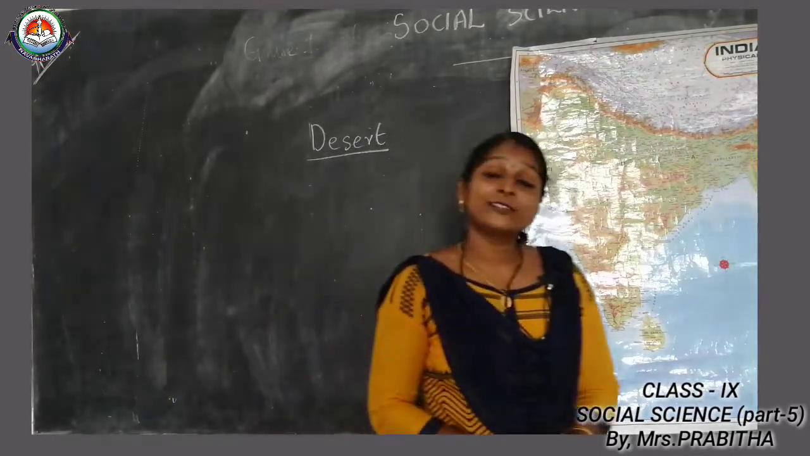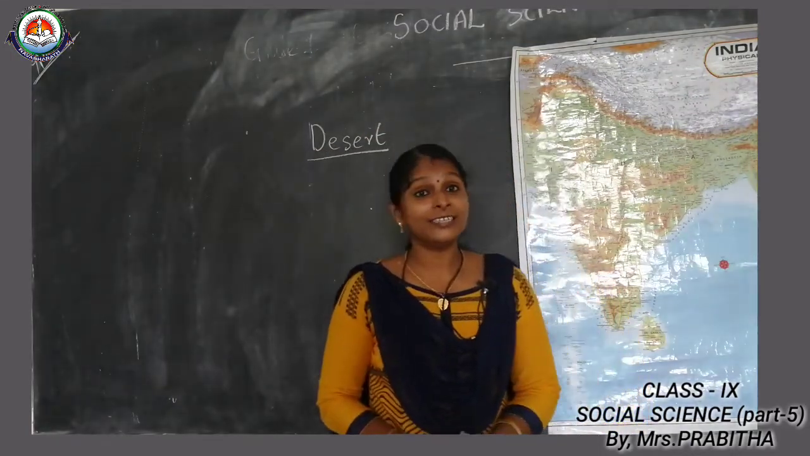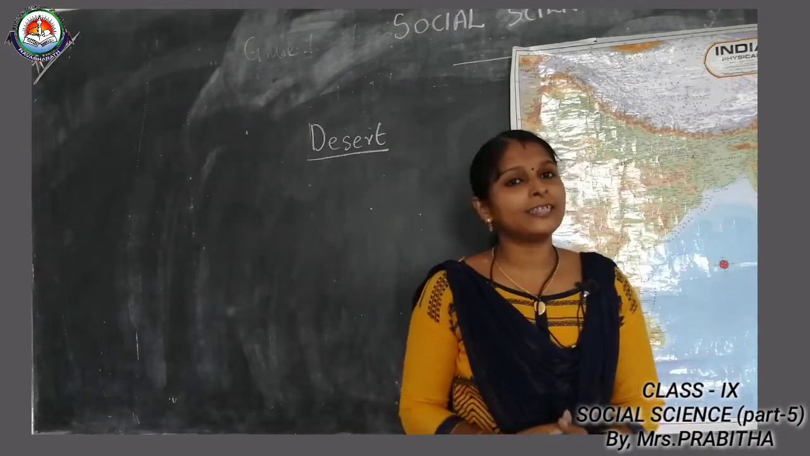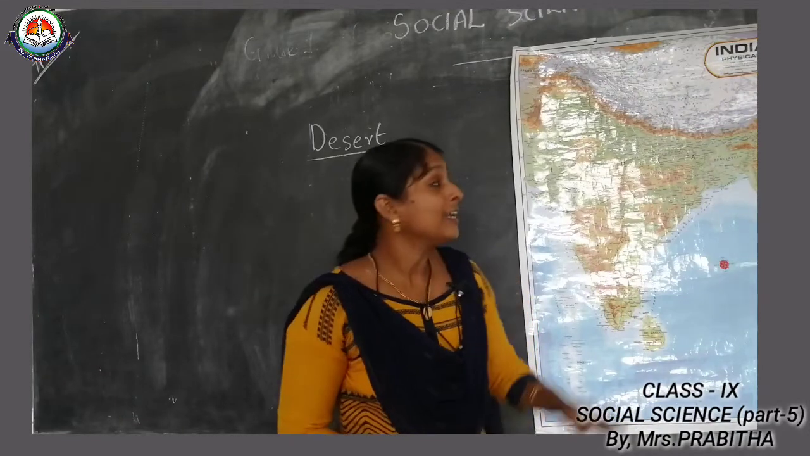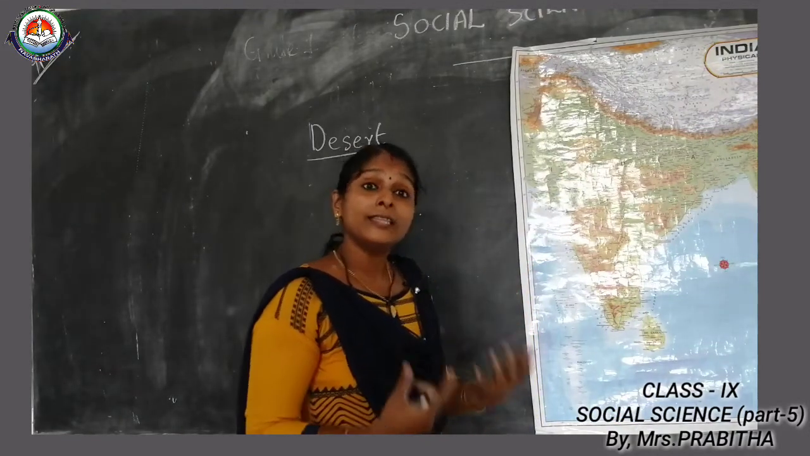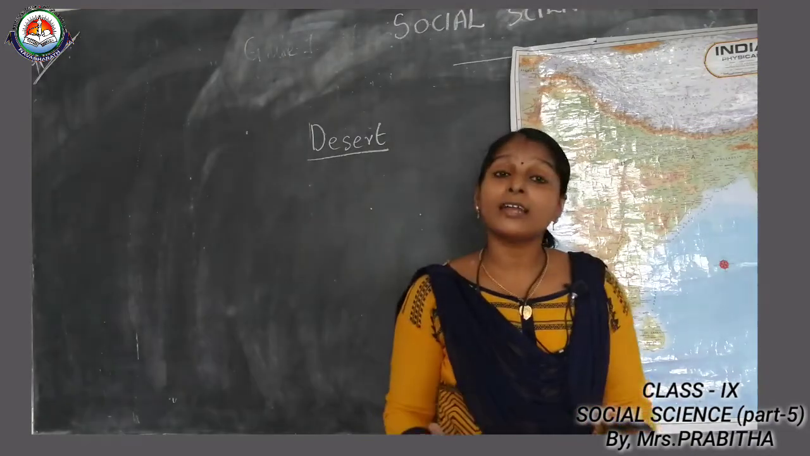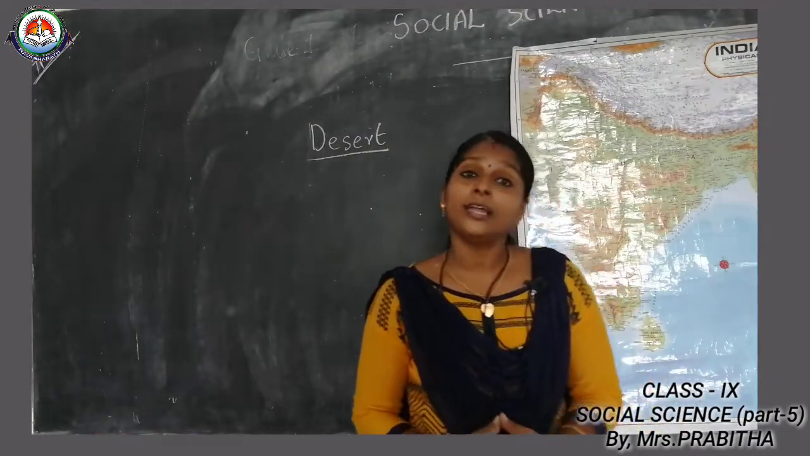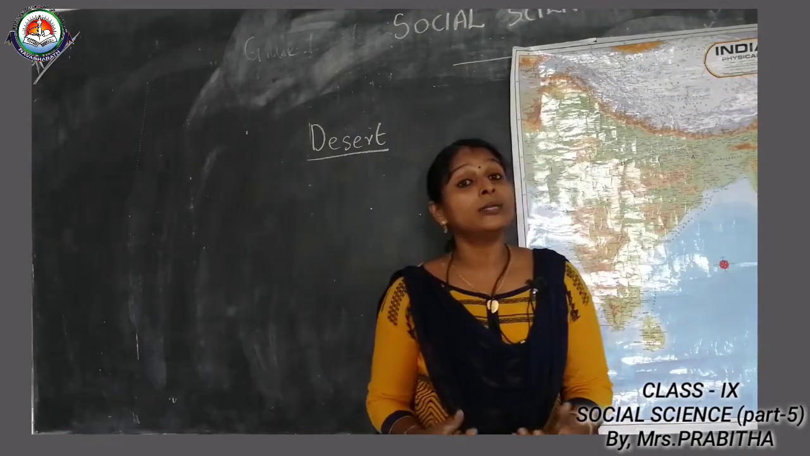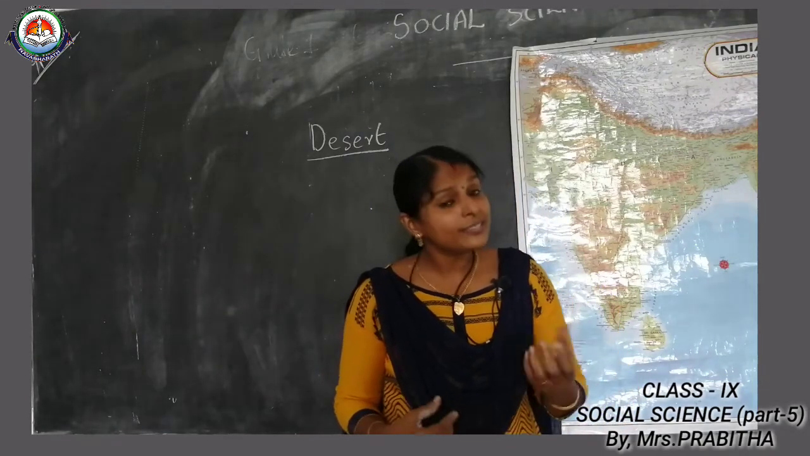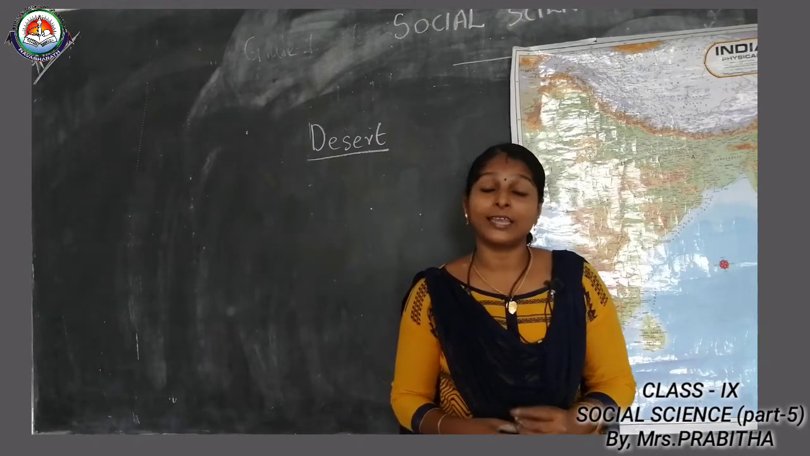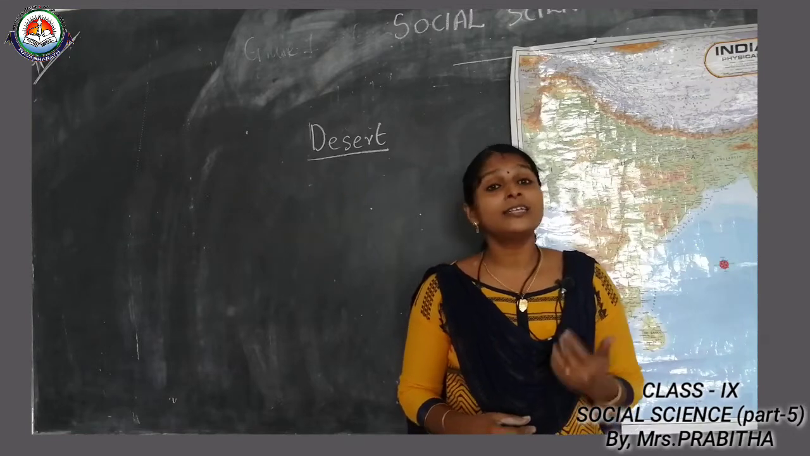Which type of land is called desert? Yes, it is sandy land. It is covered by sand. Then where is desert in India? Yes, it is in Rajasthan and some part of Gujarat. The Indian desert is named the Thar Desert or Great Indian Desert. It is an undulating sandy plain covered by sand dunes. What are sand dunes? Sand dunes are hills of sand.